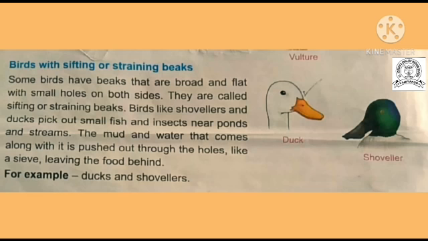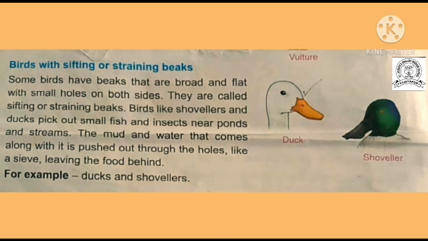Now the next one. Birds with sifting or straining beaks. Some birds have beaks that are broad and flat with small holes on both sides. They are called sifting or straining beaks. Birds like swallows and ducks pick out small fish and insects near ponds and streams. The mud and water that comes along with it is pushed out through the holes like a sieve, leaving the food behind. For example, ducks and swallows.